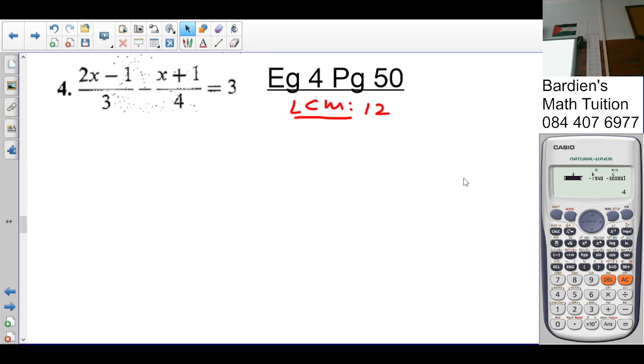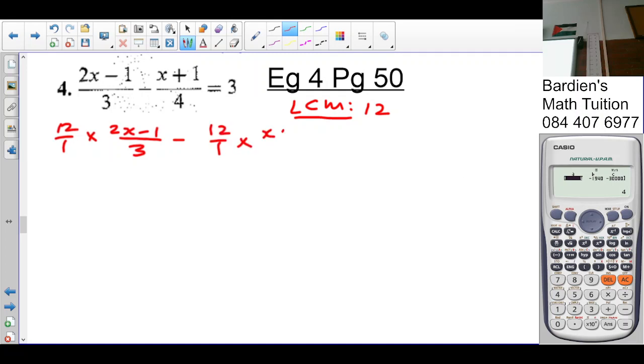So that's going to become what, Michael? 12 over 1 times 2x minus 1 over 3 minus 12 over 1 times x plus 1 over 4 equals 12 over 1 times 3 over 4. That I could have just said 12 times 3. I didn't need to put it over 1. Not so? Right. Go for it, Michael.